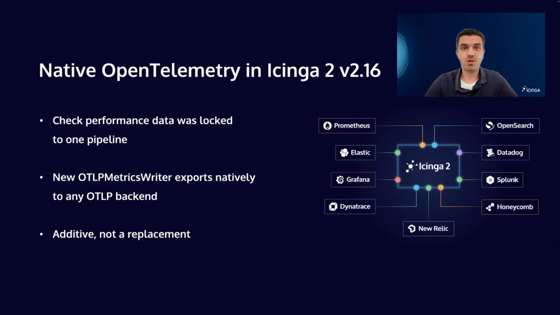That's the gap version 2.16 closes. There's a new feature called the OTLP-metricsWriter, and it speaks the OpenTelemetry protocol natively. So the performance data, the metrics your checks already generate, can now flow straight into basically any OTLP-compatible backend, like Prometheus, Grafana Mimir, VictoriaMetrics, Datadog, Elastic, Splunk, and quite a few others, without an intermediate translation layer.